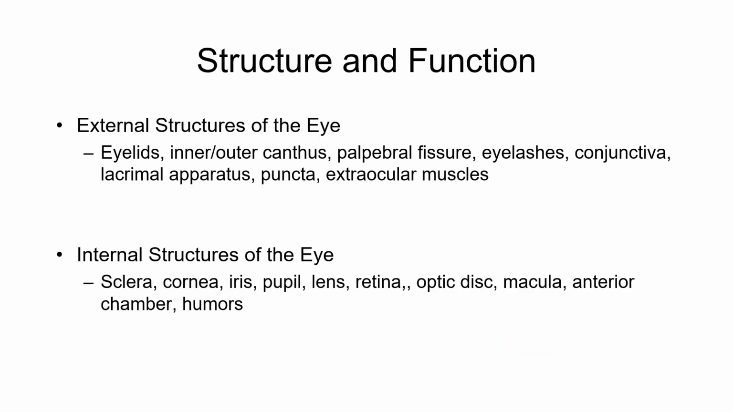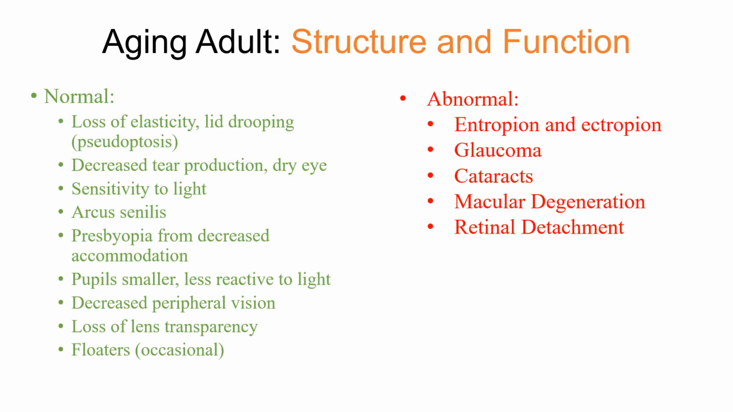So, thinking about the structure and function of the eyes that you need to be familiar with, here are those things listed for the external structures and the internal structures. We will talk about extraocular muscles as we are assessing the cranial nerves, and we know those cranial nerves 3, 4, and 6 work the extraocular muscles.